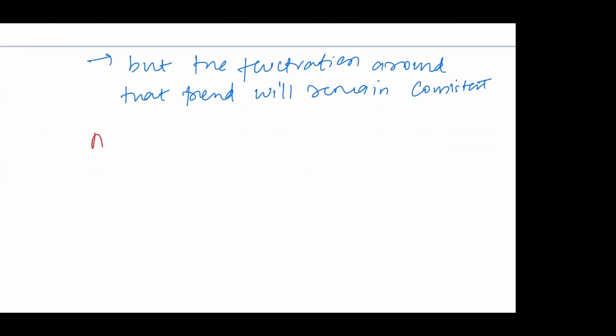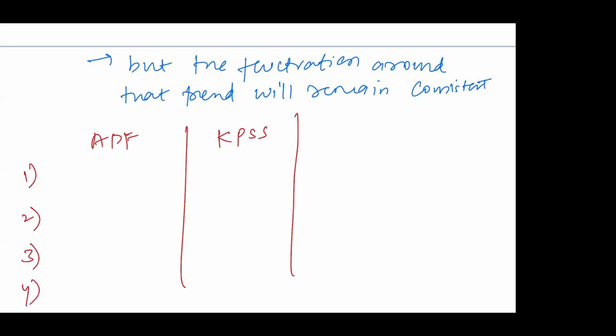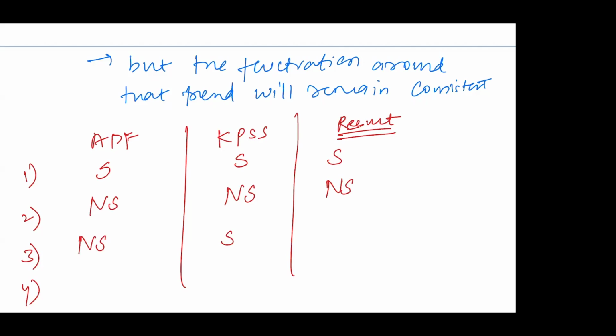Since we have two tests, ADF and KPSS, there will be four conditions. If this test says the time series is stationary and this one also says the time series is stationary, the result is that the time series is stationary. If this test says the time series is non-stationary and this says it is non-stationary, the end result is that the time series is non-stationary. Now let's say ADF says the time series is non-stationary and KPSS says the time series is stationary. Then this means that the time series is trend stationary.